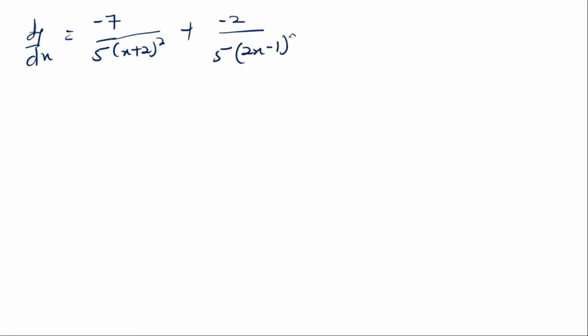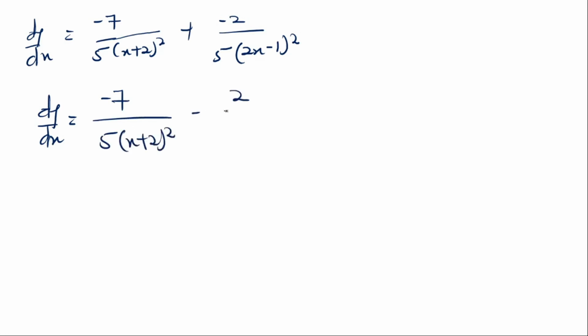Alright, so if we rewrite everything we have over here in a more suitable way, we get our dy/dx to be equal to -7/5 into (x + 2) squared, then plus -2/5 (2x - 1) all squared. So finally our dy/dx for this example is -7 over 5(x + 2) squared, then minus 2 over 5(2x - 1) all squared.